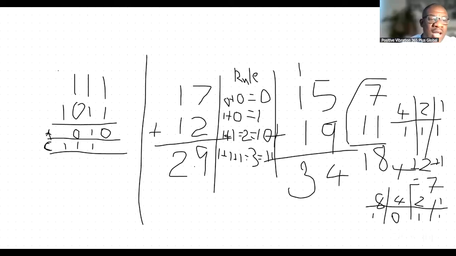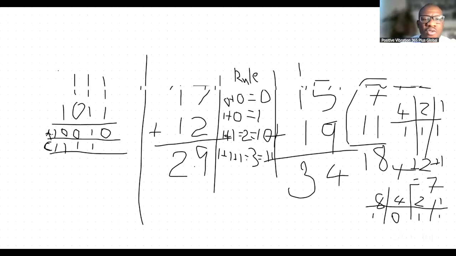So let's try it again. 1 plus 1 is, what is it? 2. We can't write 2, so we have to put down the 0 and carry the 1. And because this is just 1, we're going to put it up here. So the answer is 10010.